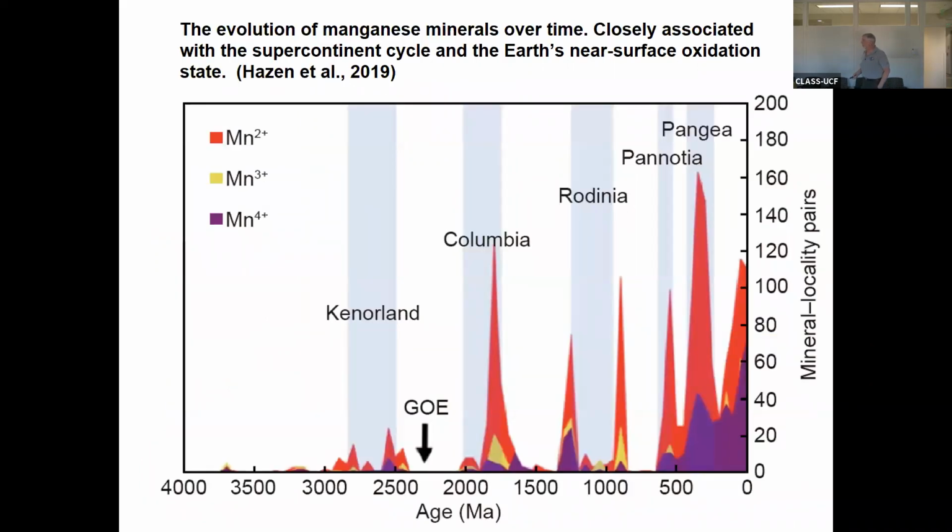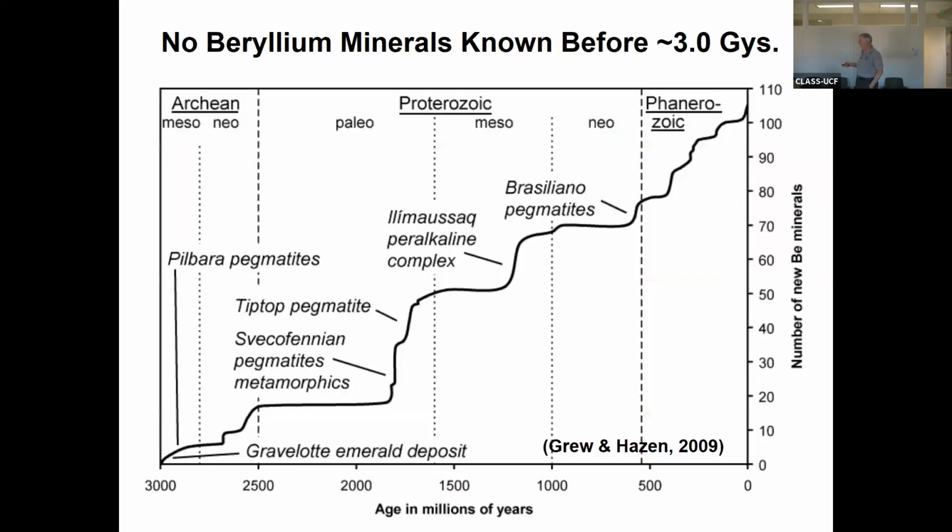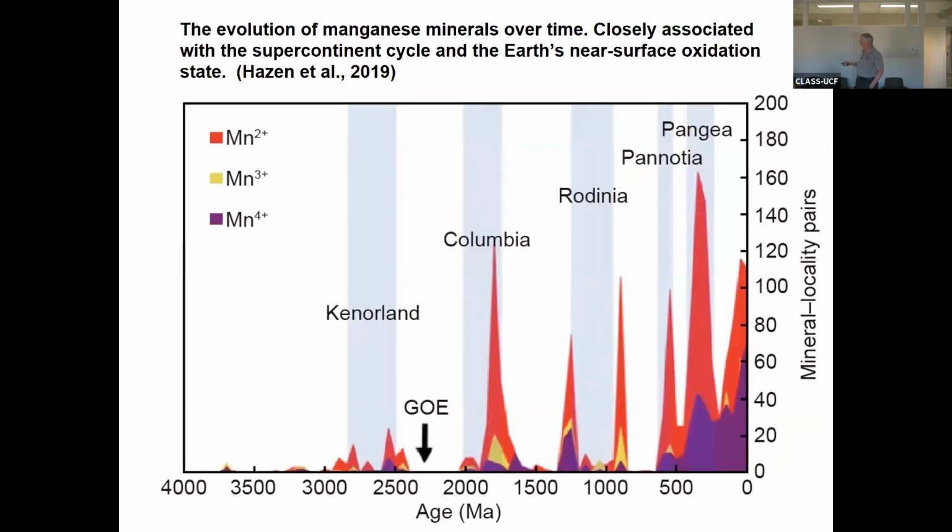The evolution of manganese minerals is essentially directly associated with the supercontinent cycle and big mountain building episodes. And so you can read the supercontinent cycle really in the peaks of the abundance of these things, and also a progressive change in the oxidation state of these guys. So you can get more oxidized as you get more oxygen in the atmosphere. The GOE here is the Great Oxidation Event, which we will talk about.